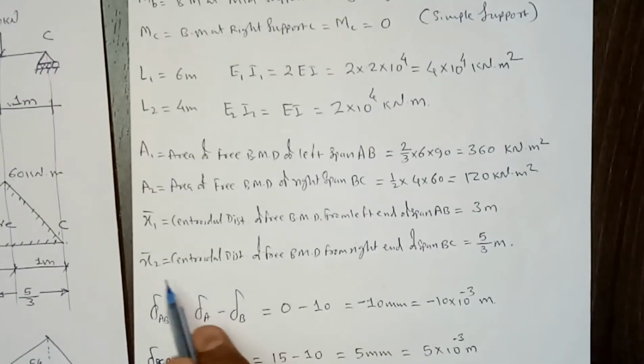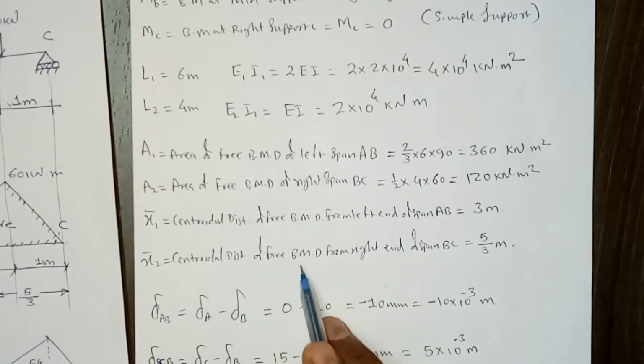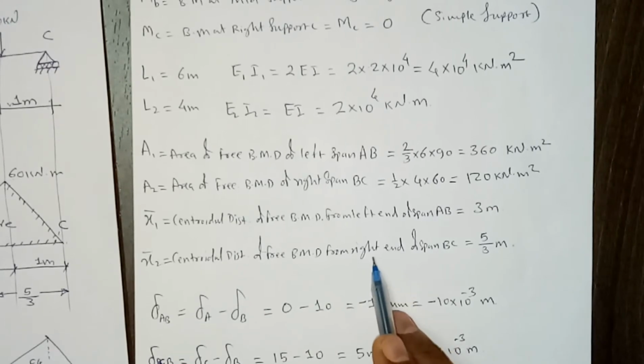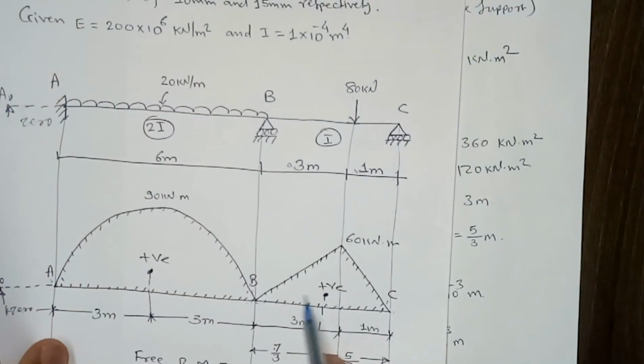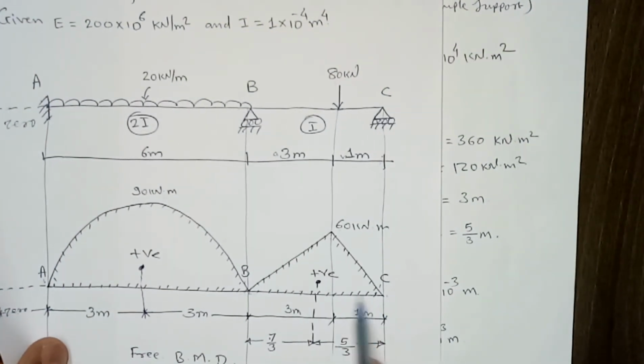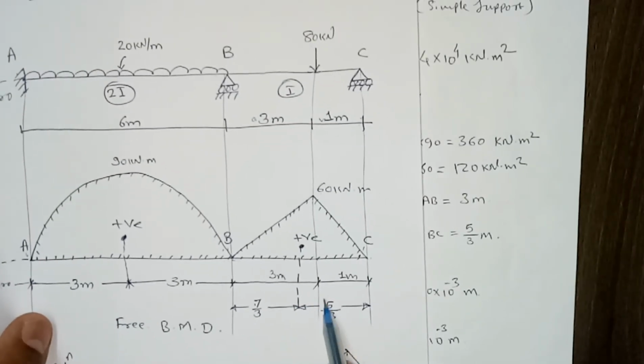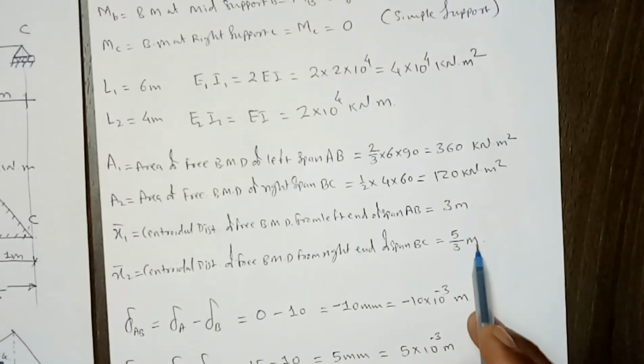So it is 3 meter. Then x2 is the centroidal distance of the free bending moment diagram of the right span, measured from the right end of span BC. So this distance we now have to measure from the right support, which is 5 by 3. So it is 5 by 3 meter.